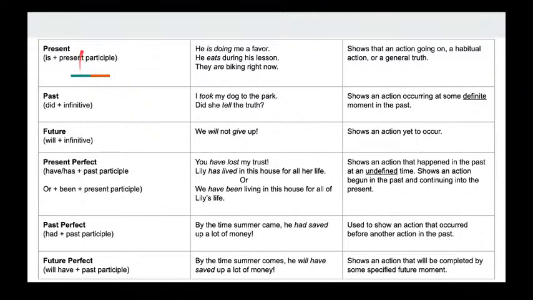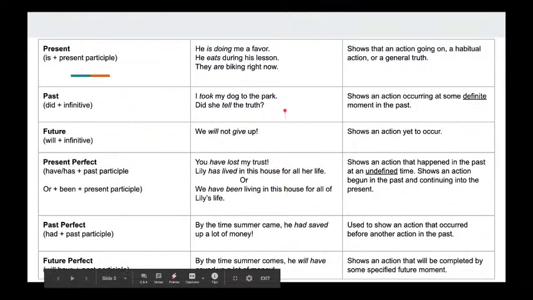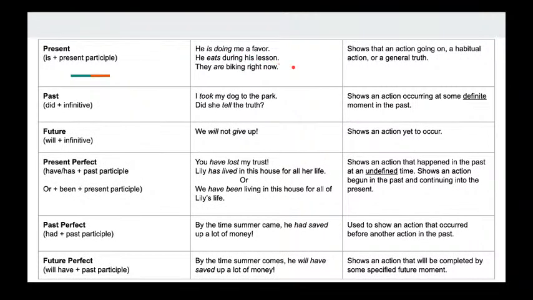So, for example, for present, the middle column here is all examples. He is doing me a favor. He eats during his lesson. They are biking right now. The present tense shows an action going on, a habitual action, or a general truth.